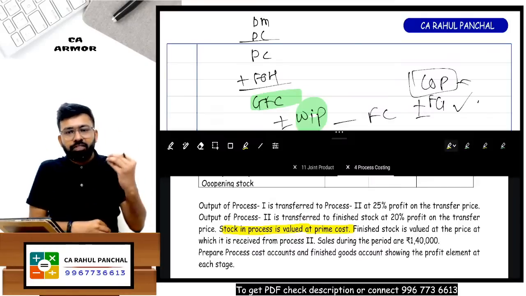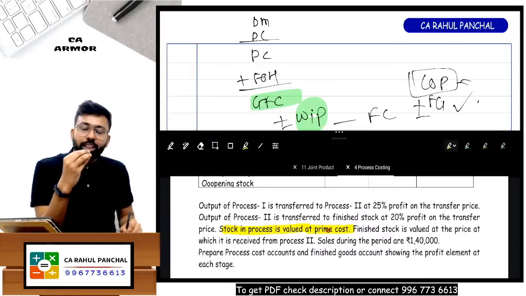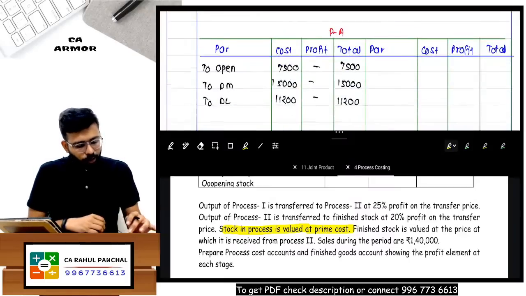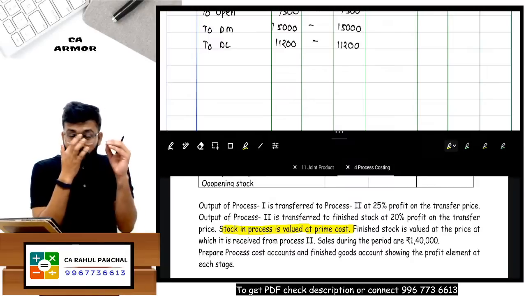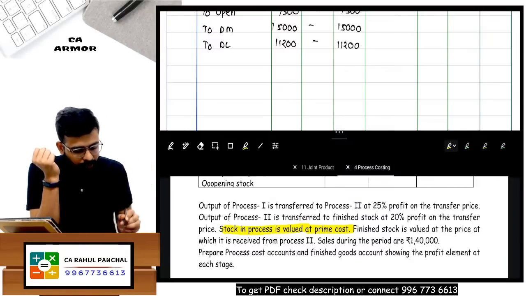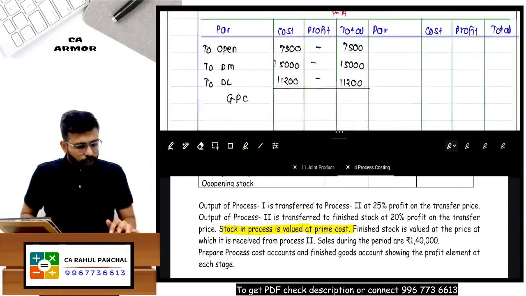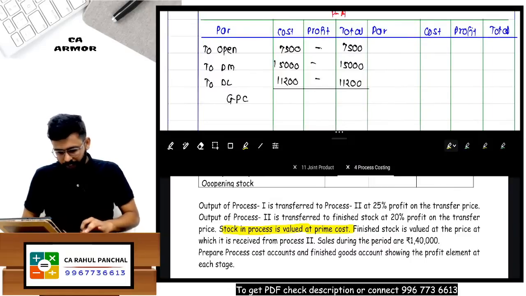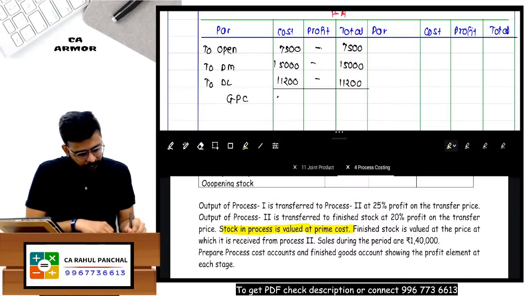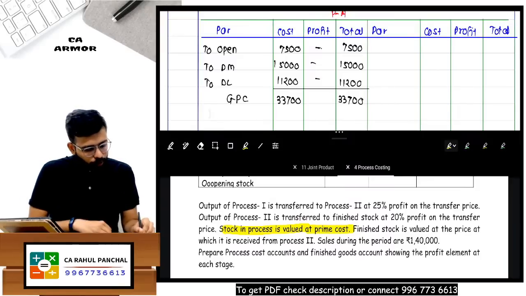Now here it is specifically mentioned that the stock is valued at prime cost. It means your adjustment of closing stock will come after this only. You will add this, you will get gross prime cost. Now this is gross prime cost. So if I add this 7,500, 15,000, 11,200, you will get 33,700. Here only you will have to adjust your closing stock.